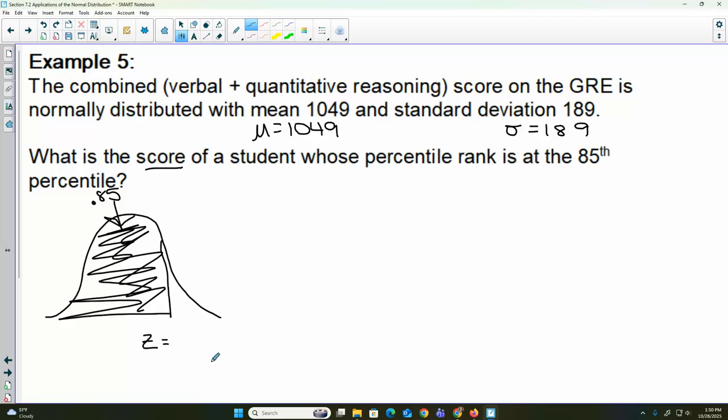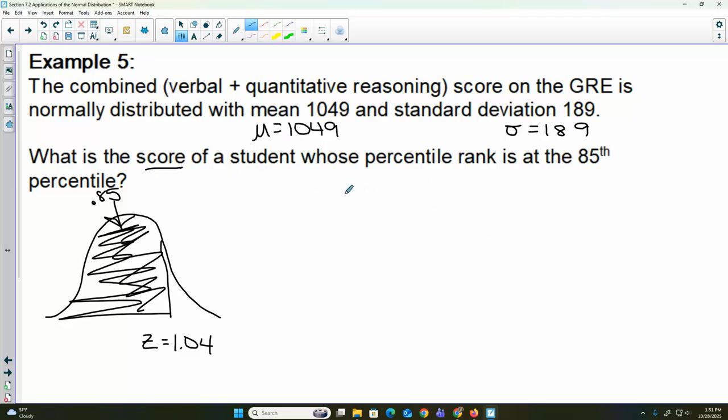So I'm going to my table. I know my probability, so I know the number inside the table is 0.85. What's the closest I can get? So we agree 1.04 is closest. So that's the z value.